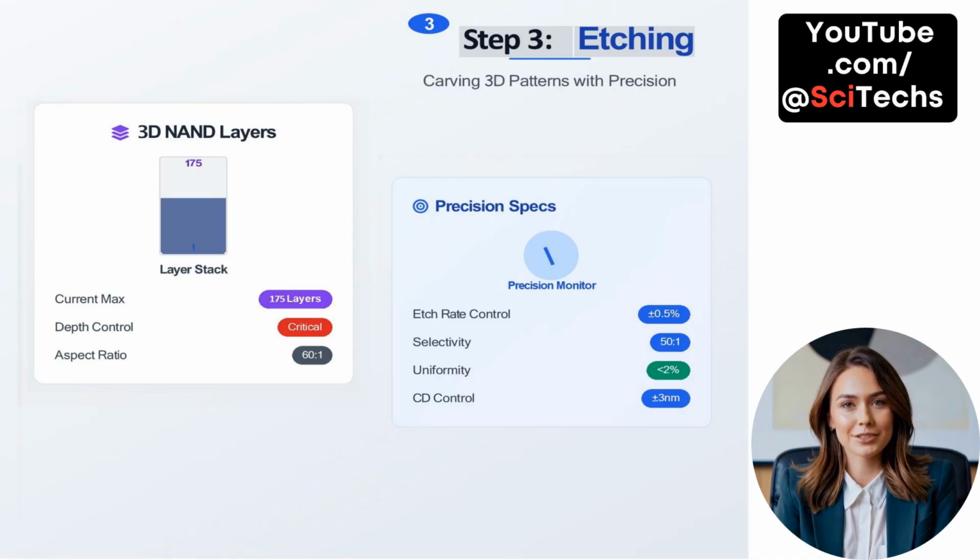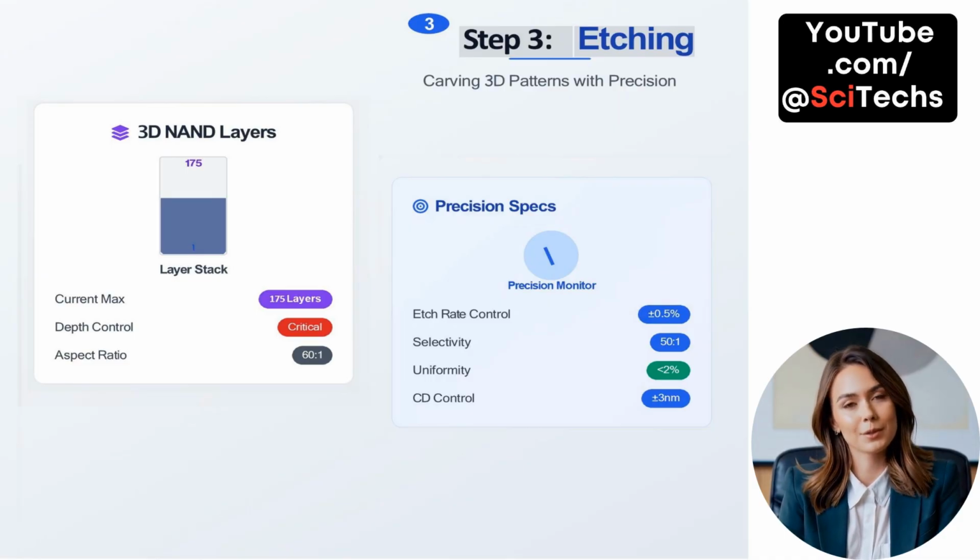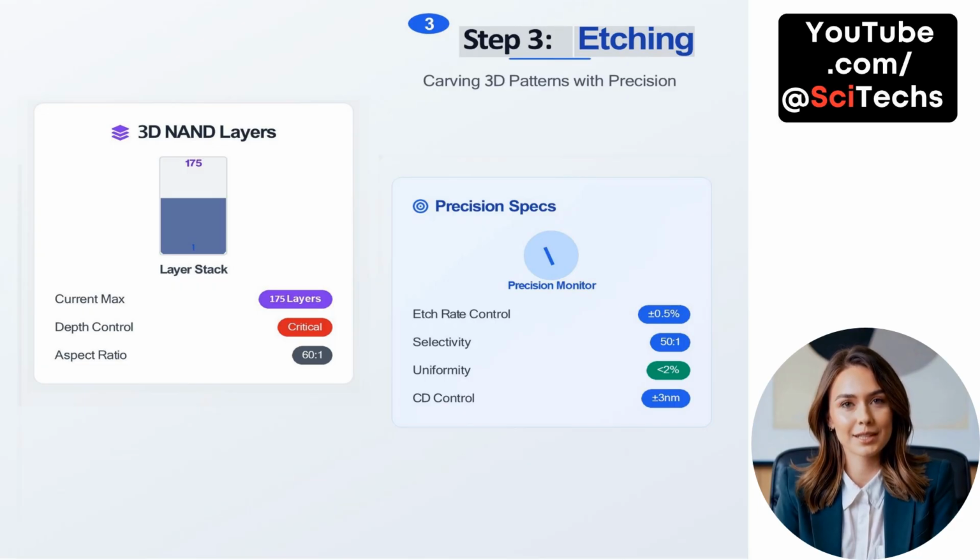Small deviations can lead to serious defects, which is why depth control is marked as a critical parameter. The process must also manage high selectivity, 50:1, so that the desired material is etched while the underlying layers are preserved. Precision is closely monitored. Etch rate control must stay within plus or minus 0.5% to ensure uniform trench profiles. Uniformity must be better than 2% across the wafer. CD, or critical dimension, control is maintained at plus or minus 3 nanometers to preserve circuit integrity. Altogether, etching demands extreme precision in every parameter.